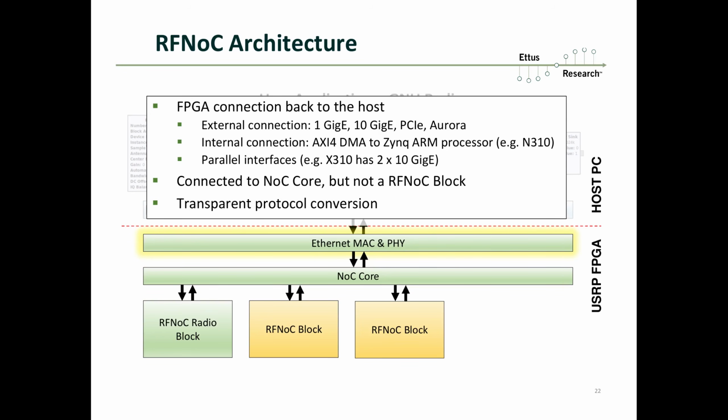The Ethernet MAC and PHY interface provides the connection to the host computer over 1 gigabit Ethernet, 10 gigabit Ethernet, PCI Express, and Aurora. Multiple parallel Ethernet interfaces can be instantiated depending on the particular radio, and the conversion to one of the supported protocols is done automatically. On embedded devices, it provides internal connections to the Zynq ARM CPU. Although the Ethernet MAC and PHY interface is connected to the NOC core, it is not treated like another rfnoc block.